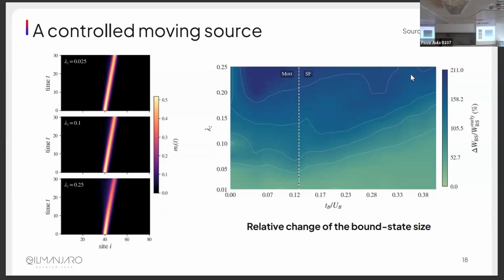In the left plot, we have the relative change in the size of the quasi-particle. This measures the dispersion of the quasi-particle depending on these two values, lambda and J over U in the Bose-Hubbard. So in the superfluid phase, we have less dispersion.